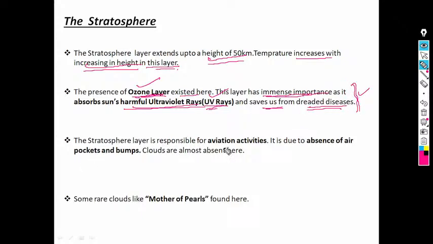The stratosphere layer is responsible for aviation activities. It is due to the absence of air pockets and bumps. Clouds are almost absent here.